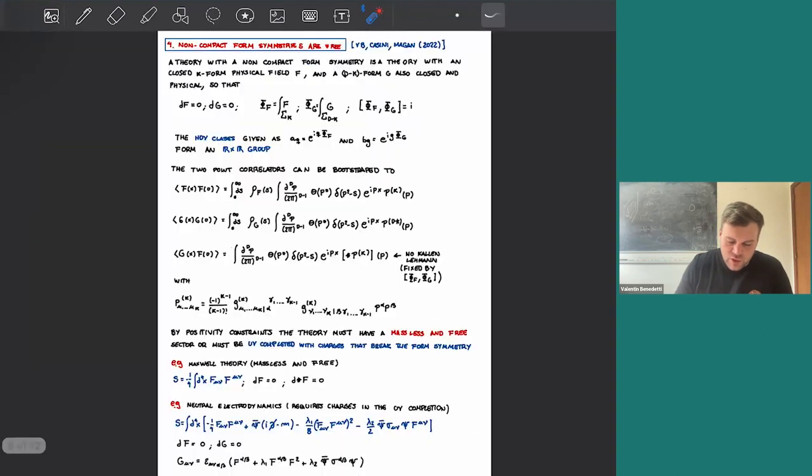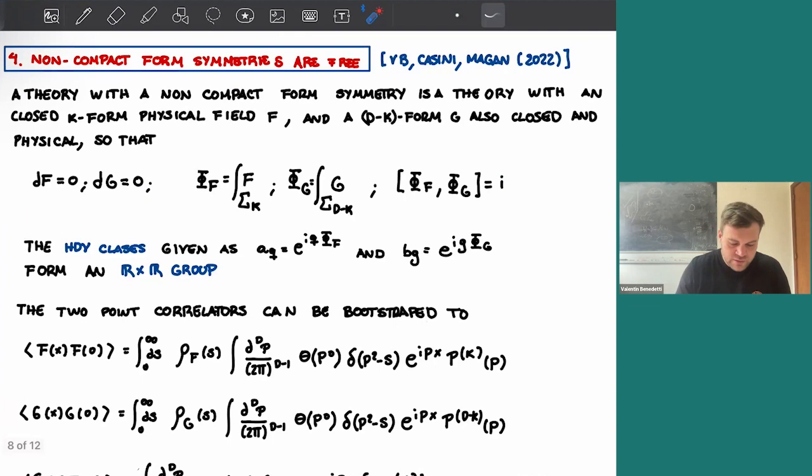Let me start briefly with the non-compact case, which is perhaps the simpler one. We will say that a theory has a non-compact form symmetry if it has a closed physical K-form field F, K being some number, and a D minus K form field G, D being the space-time dimension, that is also closed and physical. This condition implies that we can define the fluxes of these fields F and G as non-local operators assigned to topologically non-trivial regions. In this case, it will be precisely a region of non-trivial homotopy group pi k, and the complementary region, which is a region with non-trivial homotopy group d minus k.